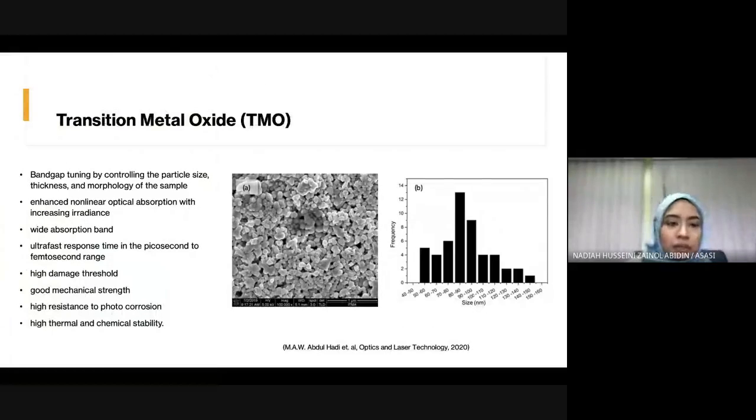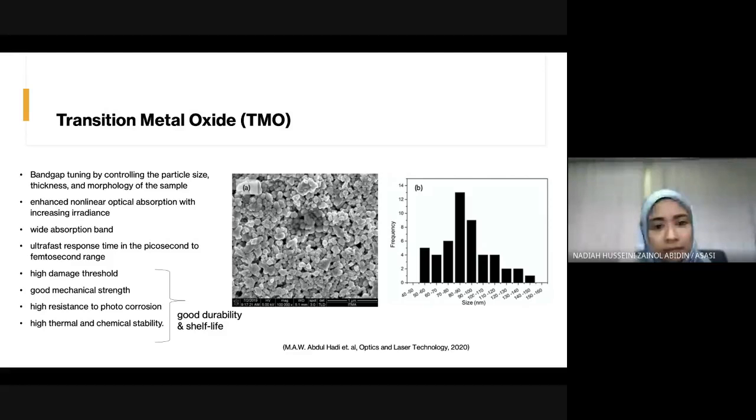Okay, and the fourth one is transition metal oxide, or TMO. The band gap is tuned by controlling the particle size, thickness, and the morphology of the sample. It has enhanced nonlinear optical absorption. It has a wide absorption band. It has an ultra-fast response time, has a high damage threshold, good mechanical strength, high resistance to photocorrosion, high thermal and chemical stability. Transition metal oxides have been widely used for other applications, but as an SA, it's not that explored yet. So these properties make it have good durability and shelf life.